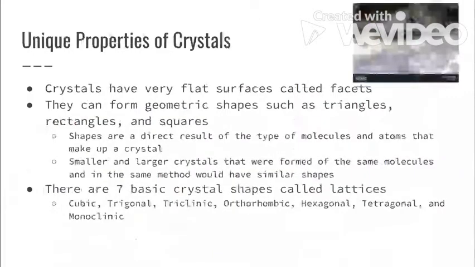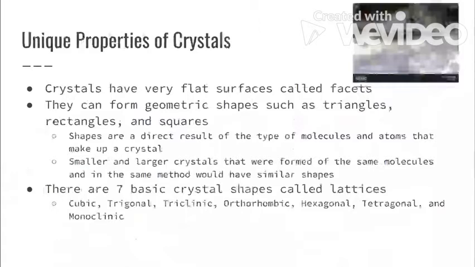Some unique properties of crystals. Crystals have very flat surfaces called facets. They can form geometric shapes such as triangles, rectangles, and squares. And the actual shape of the crystal is a direct result of the type of molecules and atoms that make up a crystal. So smaller and larger crystals that were formed of the same molecules and in the same method would have very similar shapes.